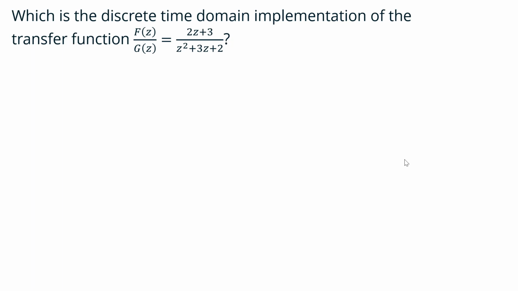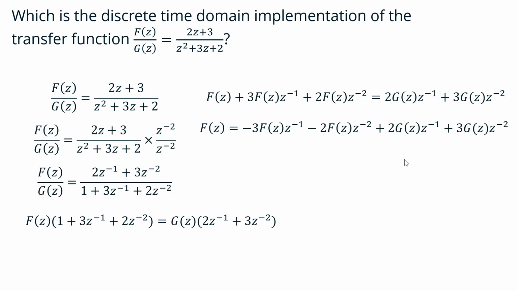What's the discrete time implementation of the transfer function? So time domain. So how do you figure this out? Well, like I was saying before, you basically have to get it into a form. It takes several steps. The key thing to understand here is that, remember, f is the output, g is the input. So we have to get f by itself, because we want to calculate the next output. Our controller is calculating the next output.